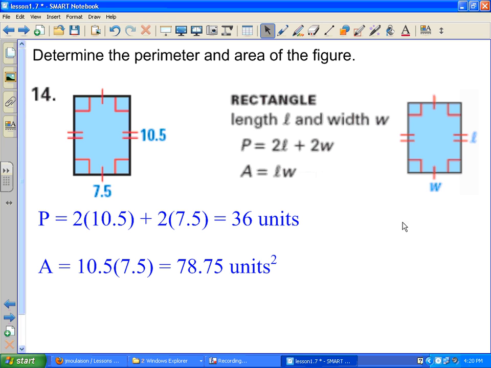Determine the perimeter and area of the figure. So once again, perimeter is 2 times the length plus 2 times the width. That's 36 in this case. Area is length times width, 78.75.